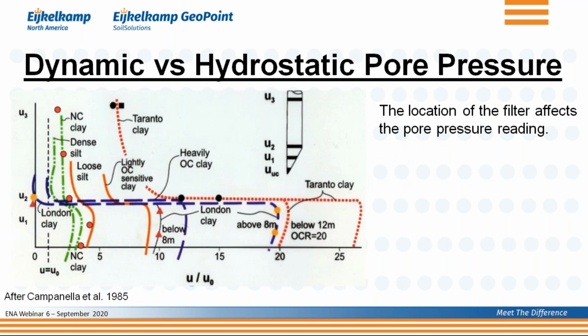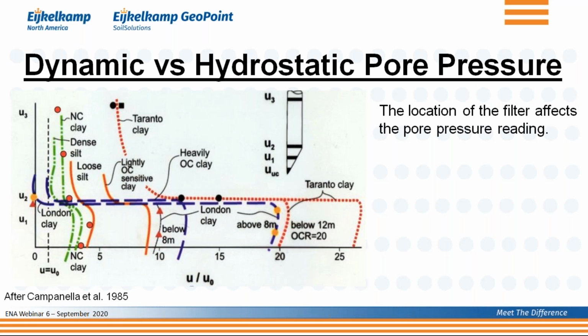Now, when we look some more at this dynamic pore pressure, and again, it's a figure that I've shown you before, what you see on the left-hand side is a graph where on the horizontal axis, we are showing the ratio between the measured pore pressure, or the dynamic pore pressure, if you wish, over the hydrostatic pressure, U0. And you see there we go from 0 to about 25.